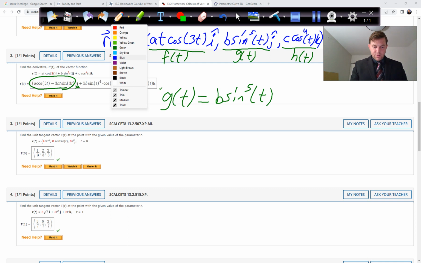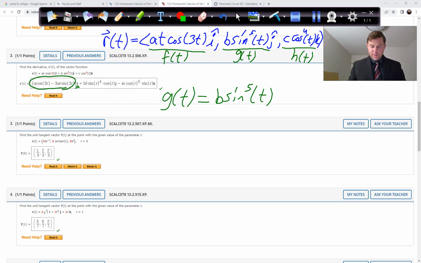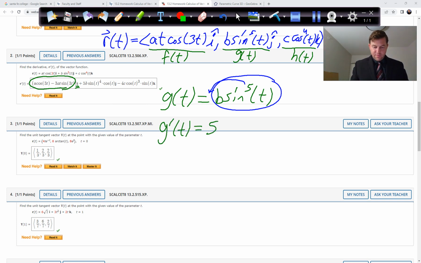Okay, and to do this derivative, we have to use chain rule again. So I have to take the derivative of the outside. The derivative of the outside just says bring the 5 down and subtract 1 from the 5. So we're going to get 5b sine, subtract 1 from 5 and get 4, of t.